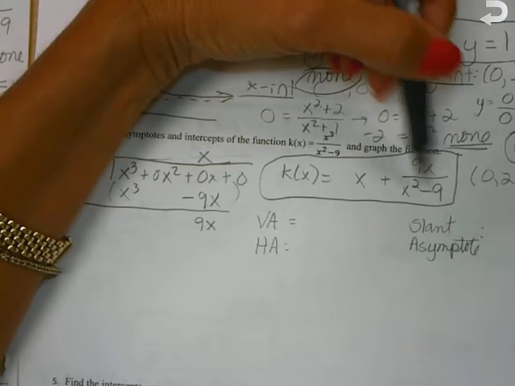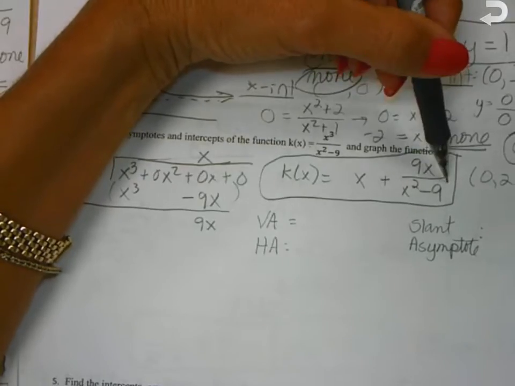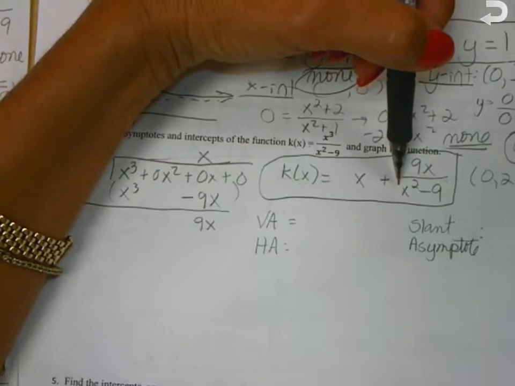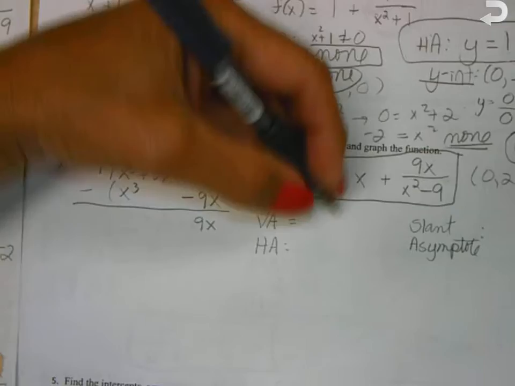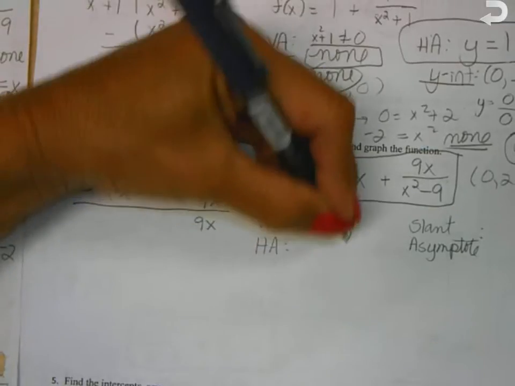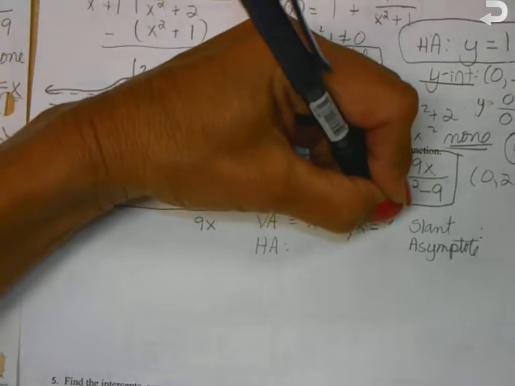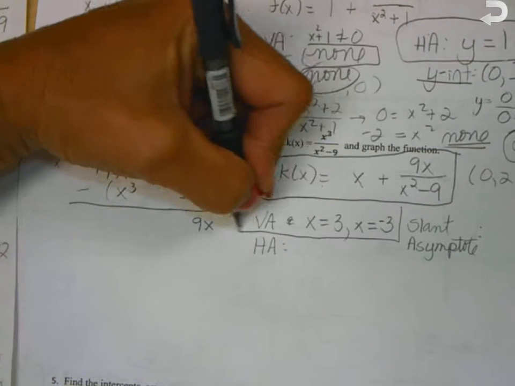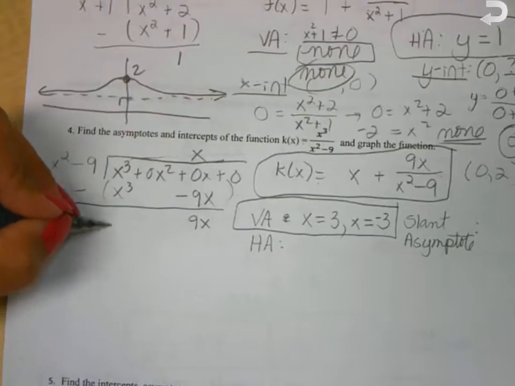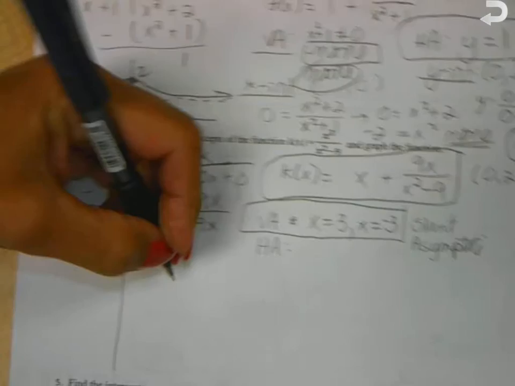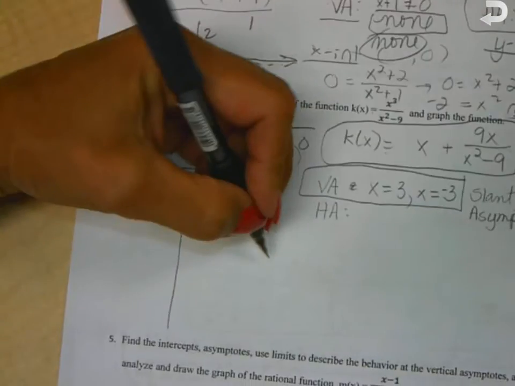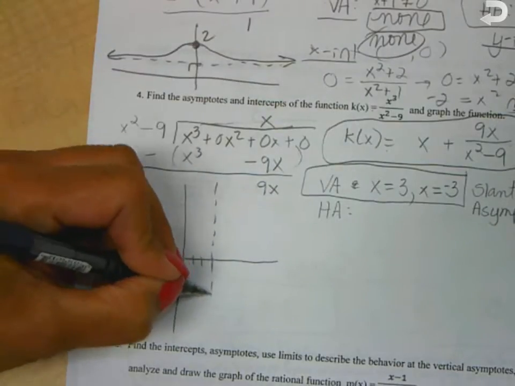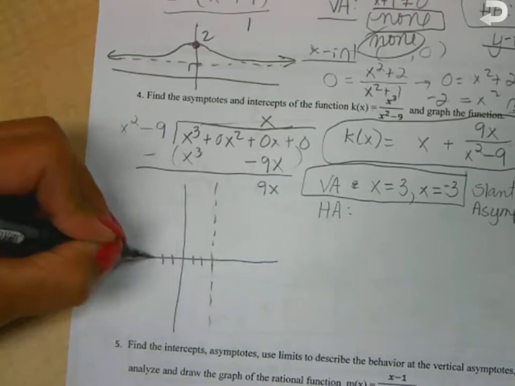Now the vertical asymptotes, remember, will come about from what makes the reduced form of your denominator turn to 0. I can see that the denominator of this fractional part would factor to x plus 3, x minus 3, so I know that x equals 3 and x equals negative 3 will cause me to have undefined denominators. So those are the equations for my vertical asymptotes. I'm going to start to make a little sketch over here while I find these values.